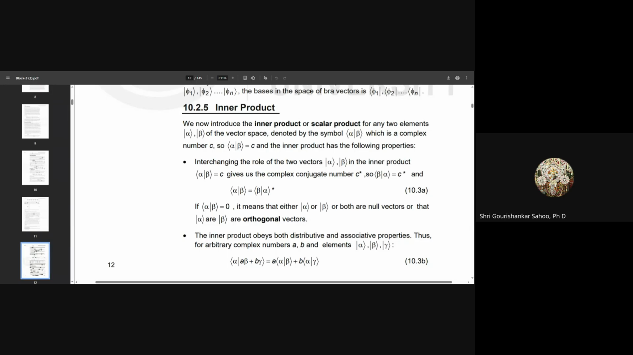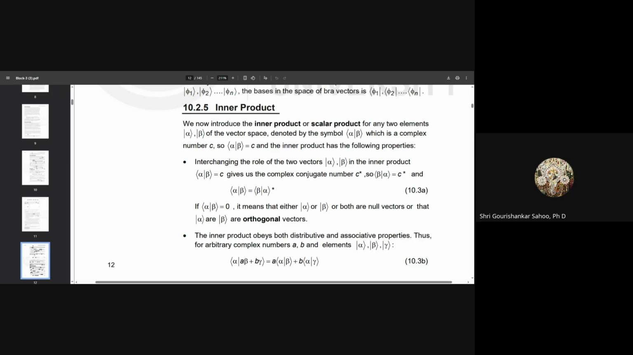So <beta|alpha> is equal to C star. If <alpha|beta> is equal to C, then <beta|alpha> is equal to C star, and you can write it as <alpha|beta> is equal to <beta|alpha> star. So <alpha|beta> in bracket is equal to 0. It means that either alpha or beta or both are null vectors, or that alpha and beta are orthogonal vectors.